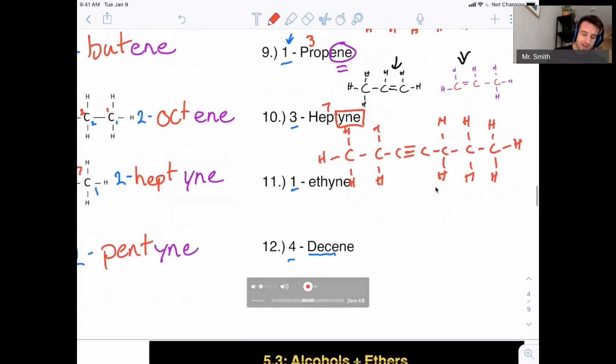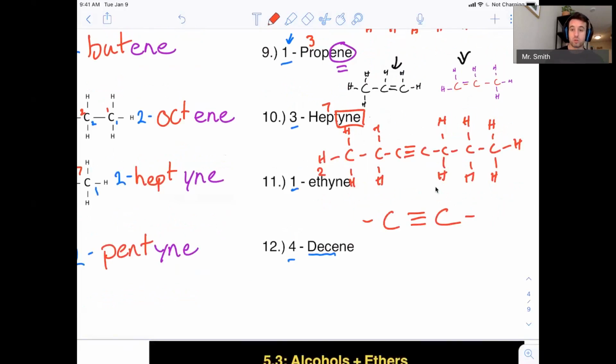Okay, number 11, ethyne, this will be easy, is just 2 carbons. And then it's got a triple bond between the 2 of them. So there's really only one location for that triple bond to go, right there in the middle. That was kind of nice.